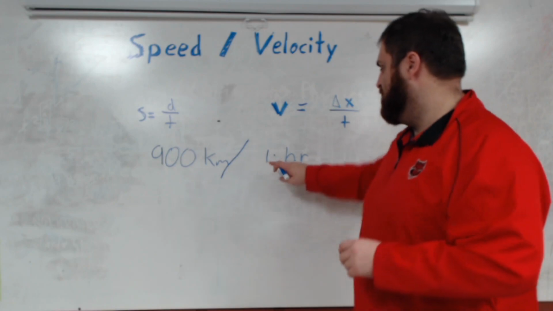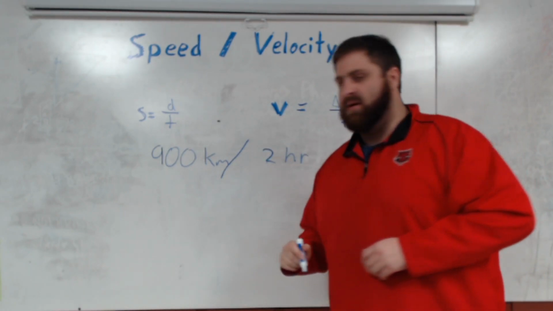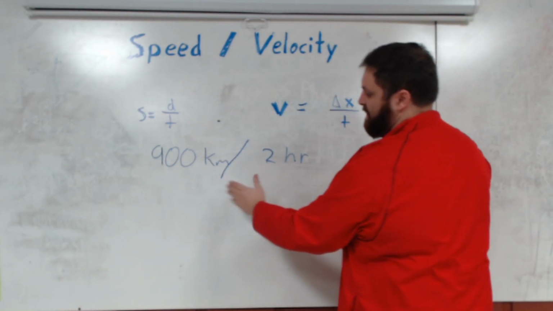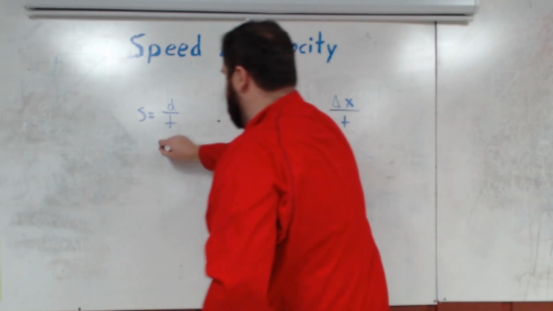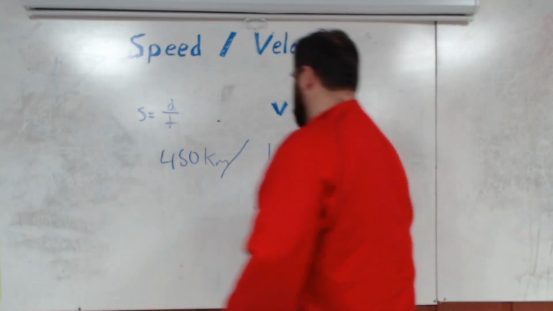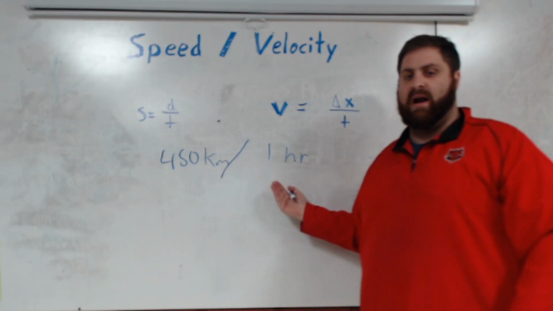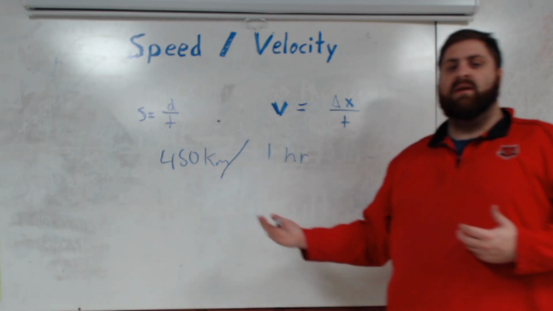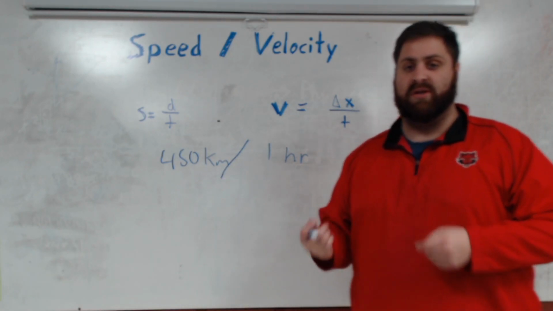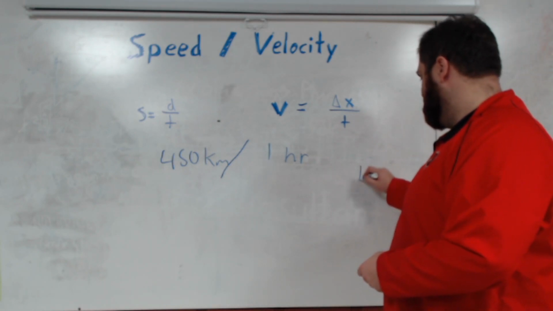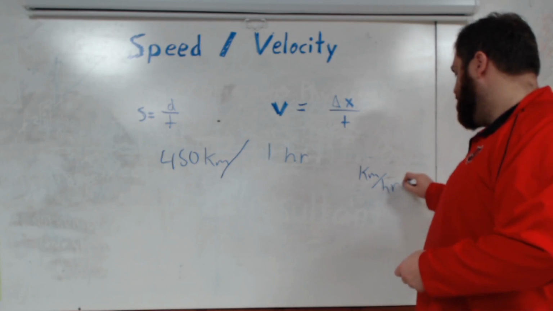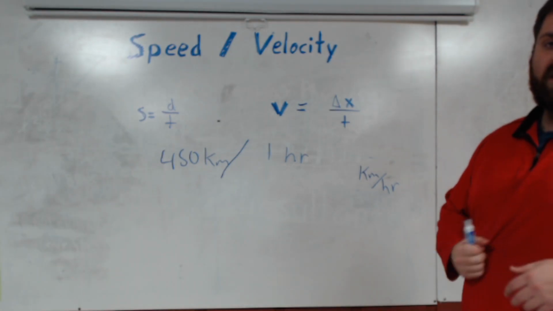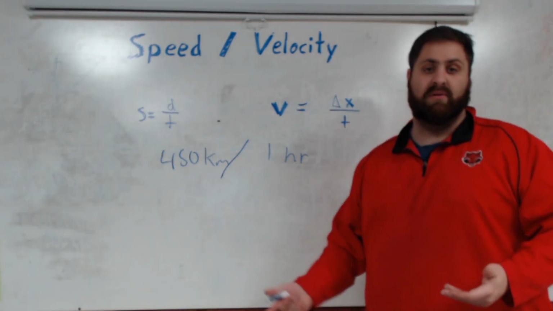Let's say it took them 2 hours to go that far. So 900 over 2. Actually, put that in your calculator. Put 900 divided by 2. You will get 450 over 1 hour, so 450 kilometers per hour. Whenever you divide or multiply in an equation like this, you do the same things to your units. Essentially this is kilometers per hour. Just like you would say miles per hour, this is just metric, kilometers per hour. Whatever you do to your numbers, you also do to your units.